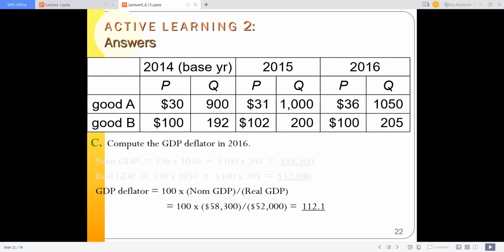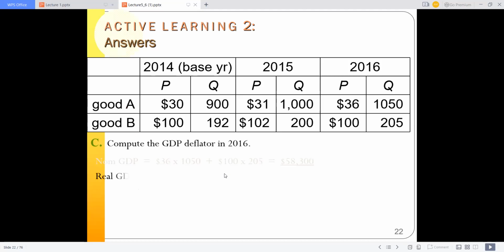Yes, Solo. Solo, kindly unmute. Barrister. Yes. Can you hear me, Barrister? Yes, please, I can hear you. Okay. Can the nominal GDP be greater than the real GDP? Yeah. Why not? Look at the first example that we computed. Let me see if I could go back. So what's the nominal GDP here in 2016? 58, right? What's the real GDP here? 52. So of course the nominal can be greater than the real.